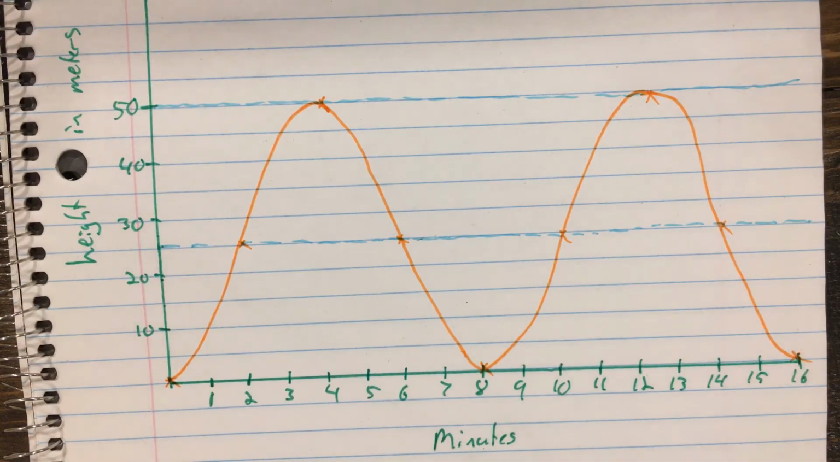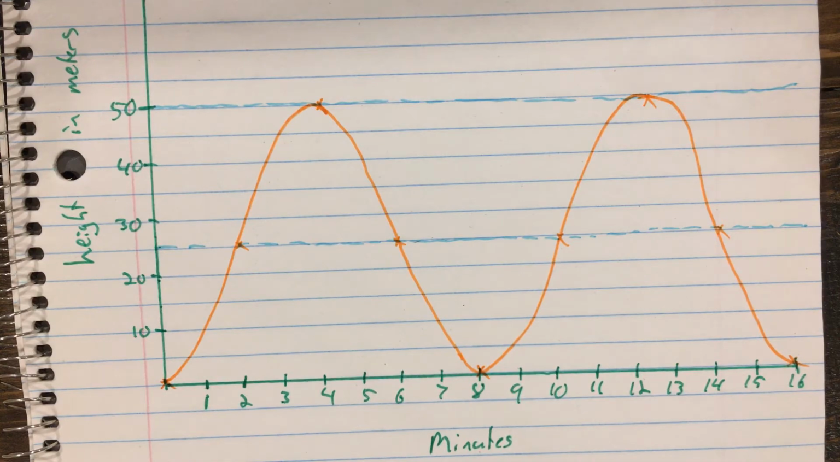Okay, so there is my graph of someone's height on the ride in minutes. It's stretched out over minutes as they're on the Sky Wheel in Niagara Falls. Okay, so now the challenge is to write an equation.